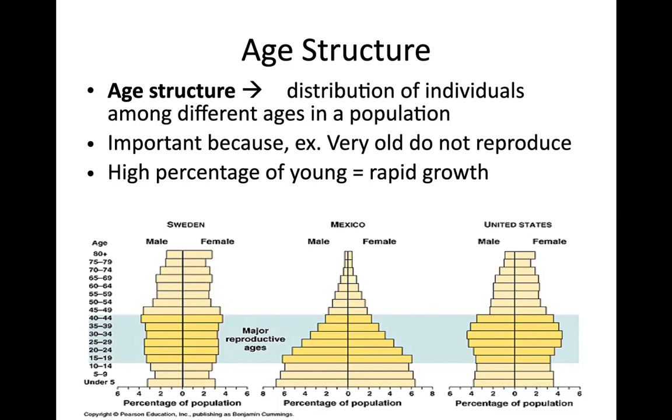So looking at these graphs, if you have a high percentage of young, that means that you're experiencing rapid growth. Mexico would be an example of that, where you have a lot of people in probably the higher range of reproductive age that are having lots of children.